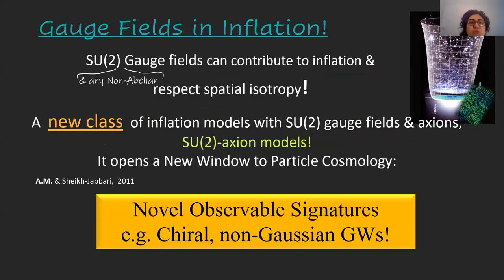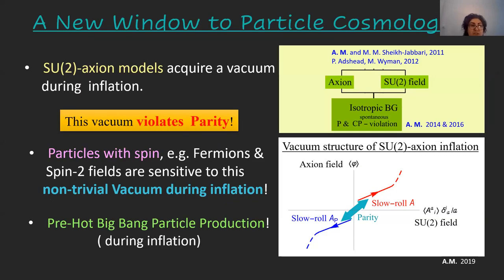So up to now, we realize that gauge fields, non-abelian gauge fields, SU2 or any other non-abelian gauge fields, can contribute to inflation while respecting the cosmic symmetries. As a result, a new class of inflation models with SU2 gauge fields and axions is introduced that we call SU2 axion models. But it was not the only unexpected result, because soon we realized that this class of models had a very rich phenomenology. In fact, it opens a new window to particle cosmology, and it leads to a novel observable signature on the gravitational wave background. So let's take a closer look.